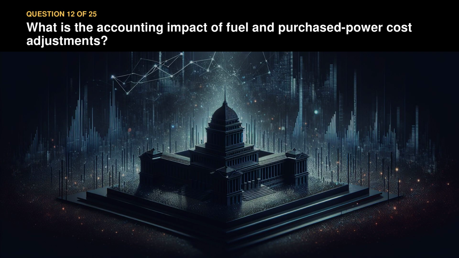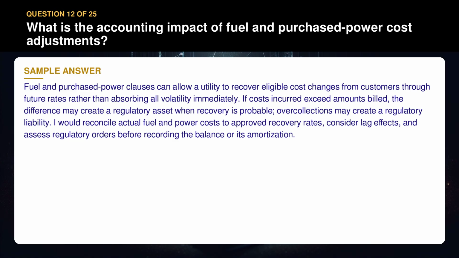Question 12. What is the accounting impact of fuel and purchased power cost adjustments? Fuel and purchased power clauses can allow a utility to recover eligible cost changes from customers through future rates rather than absorbing all volatility immediately. If costs incurred exceed amounts billed, the difference may create a regulatory asset when recovery is probable. Over-collections may create a regulatory liability. I would reconcile actual fuel and power costs to approved recovery rates, consider lag effects, and assess regulatory orders before recording the balance or its amortization.